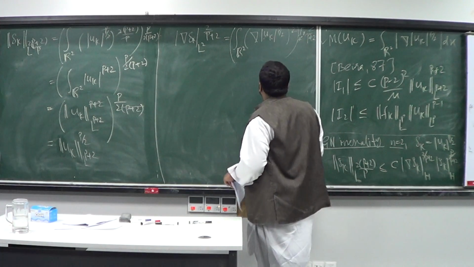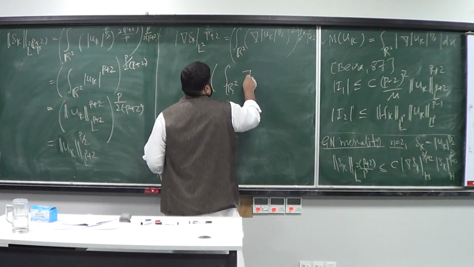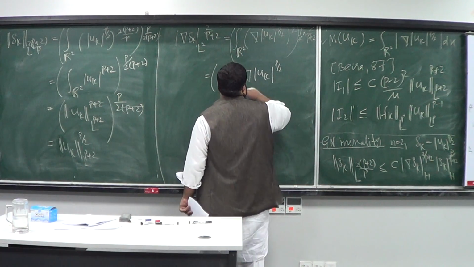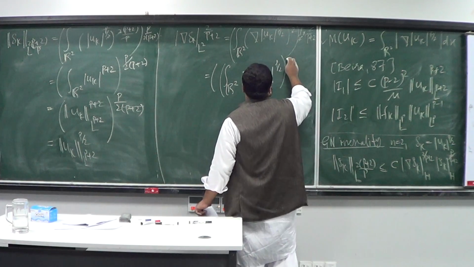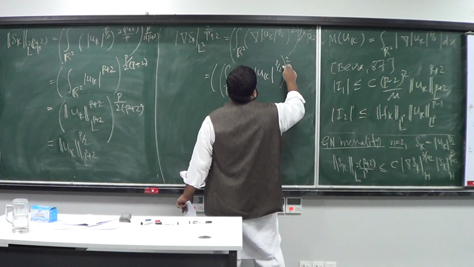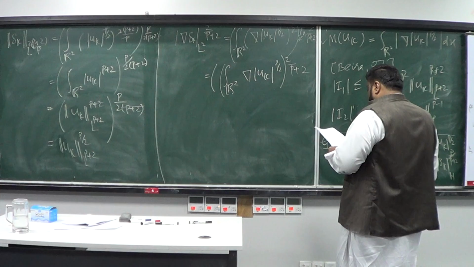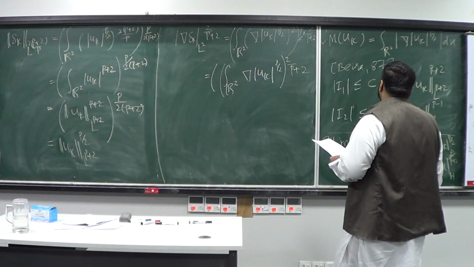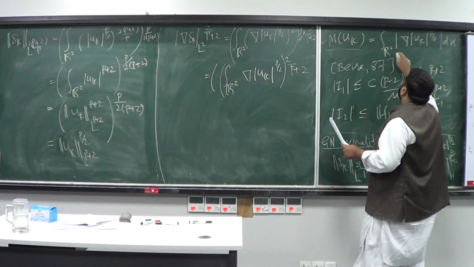So the 2 will go away and we're going to remain with the gradient of uk raised to P by 2, and everything raised to this 2 and then raised to P plus 2. This is what you're going to get. And with the notation, if you remember, we called this M of uk raised to this.